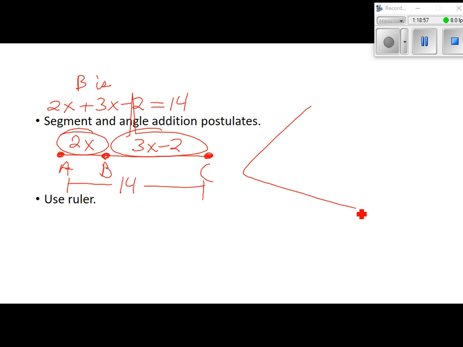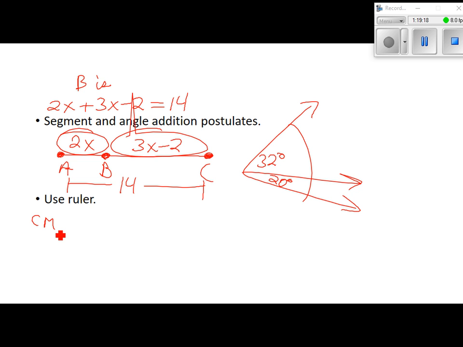And it works the same with angles. If I told you this angle was 20 degrees, this angle was 32 degrees, how much is that whole angle? 52 degrees.